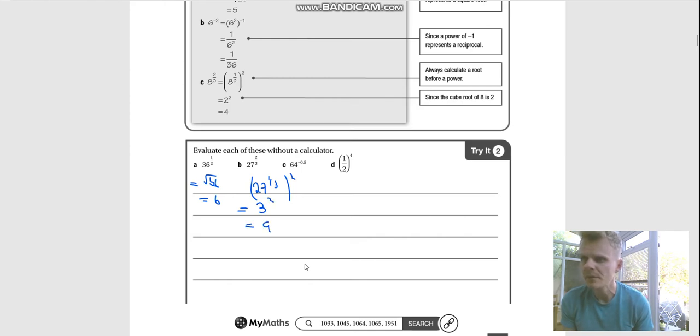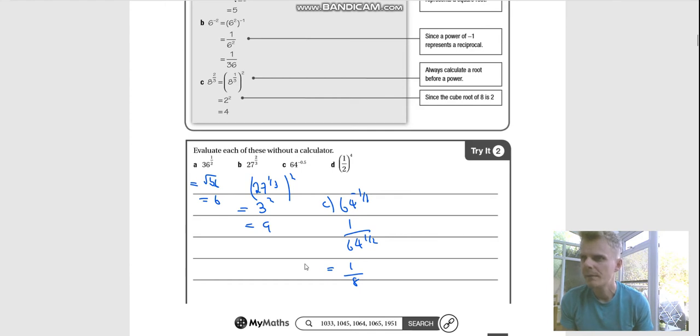Okay. 64 to the power of minus 0.5, or 0.5 is the same as a half. So we could rewrite C as 64 to the power of negative a half. And then we can write that as 1 over 64 to the half. That's just applying, because we have a negative index number, that's the same as 1 over. And then finally, that's 1 over square root of 64, which is 8.